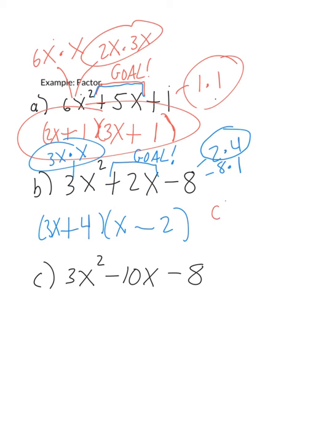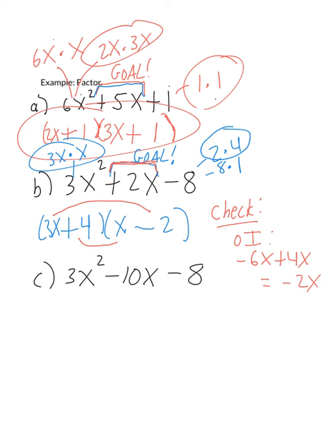So I'm going to check it with the OI, the OI part of FOIL. See if I get back that positive 2x, that middle term. That's my goal. So the outer terms, I have 3x times a negative 2, which is negative 6x. My inner terms, I have positive 4 times x, which is positive 4x. When I combine the terms, negative 6x plus 4x is negative 2x. Oh, I'm so close. My goal was a positive 2x. I got back negative 2x.